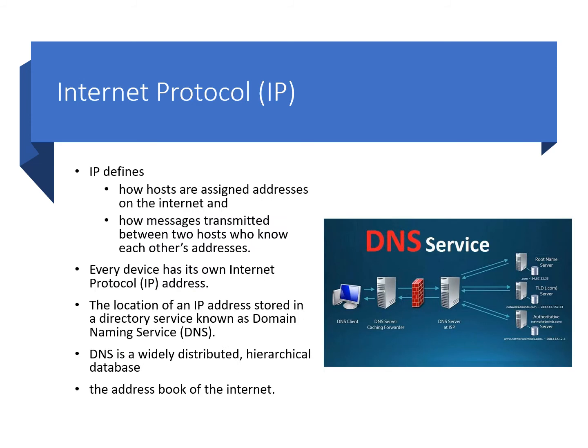So now let's look at the IP protocol in a little bit more detail. IP defines how hosts are assigned addresses on the Internet and how messages are transmitted between 2 hosts who know each other's addresses. Each device on the Internet has its own address. These are known as IP addresses. The location of an IP address can be found using an Internet-wide directory service known as the Domain Naming Service, the DNS. DNS is a widely distributed hierarchical database that acts as the address book of the Internet.